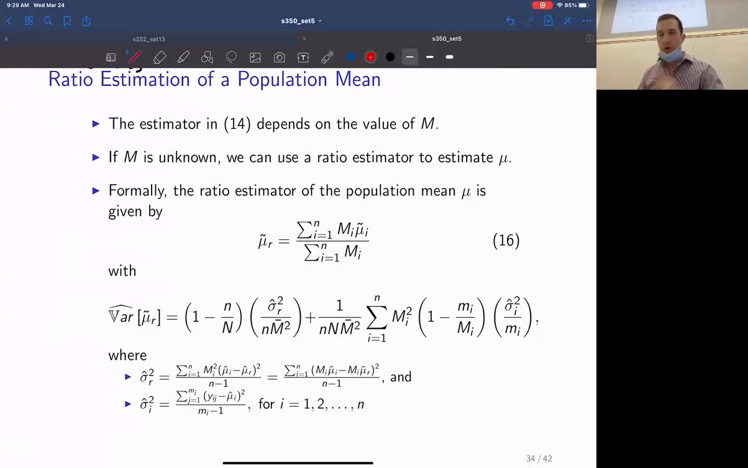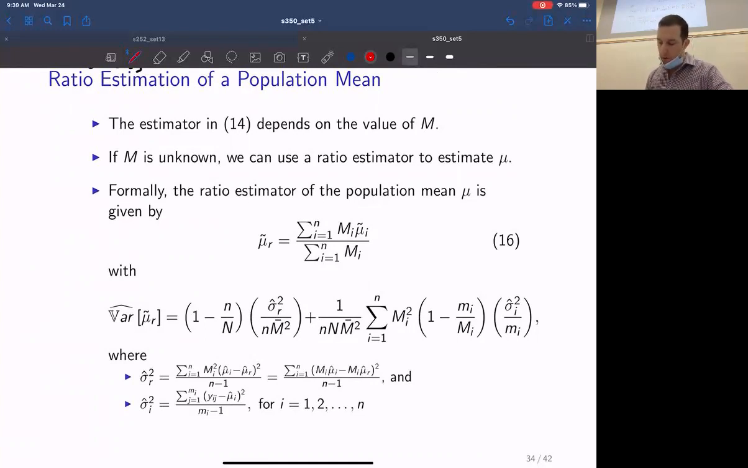Okay, so our ratio estimator for the two-stage cluster sampling approach is given in equation 16. You can see what this is. It's basically just a weighted estimate of the averages. We have capital M_i multiplied by the mean from each cluster, divided by the sum of the elements available to us across all of the clusters.